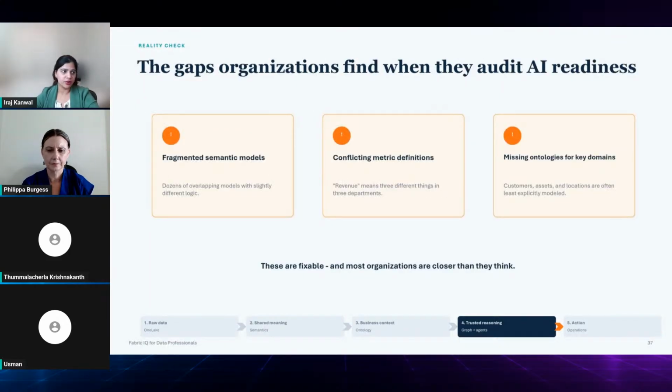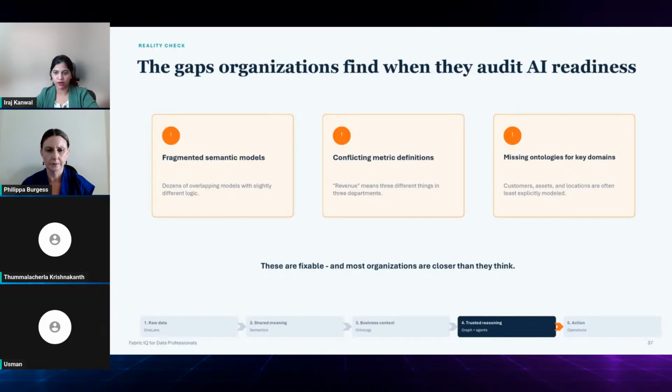When we talk about AI readiness, a lot of organizations do struggle, and when they run an audit, they do find some common gaps in their data. When organizations audit their AI readiness, they usually find the same gaps. If you think there are some gaps, you can also start looking into it in your organization and the project you're working on right now. So the semantic models are fragmented. We need to really make sure that there are semantic models in place.